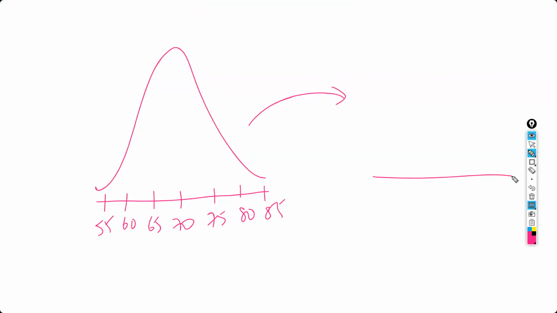What happens to 70 now? 70 minus 70 divided by 5. What is the value? 0. Now 75: 75 minus 70 divided by 5. So 5 by 5 is again 1 only, right?